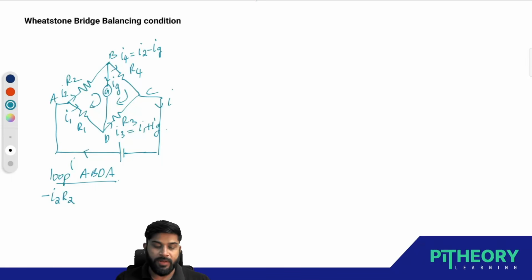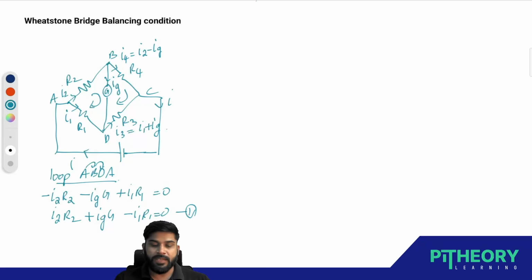Now from B to D, you're again going in the direction of the galvanometer current, so minus IG into its resistance G. Now from D to A, you're going in the opposite direction, so you can write plus I1 R1. This is equal to 0. Multiplying by negative, you get I2 R2 plus IG G minus I1 R1 equal to 0. Let's put this as equation number 1. Now, at the same time, let's apply Kirchhoff's voltage law for the loop B, C, D, B.